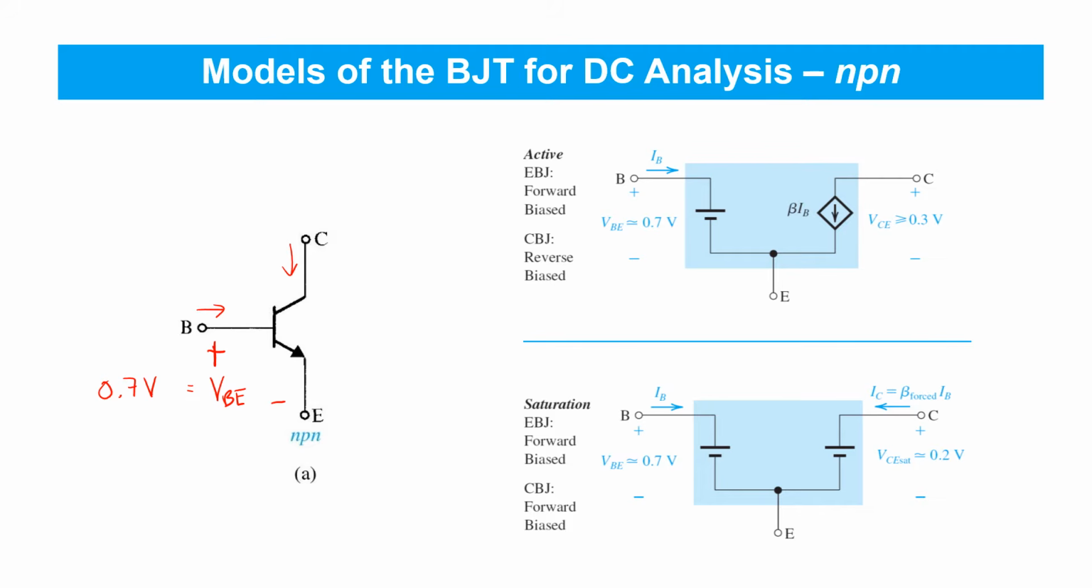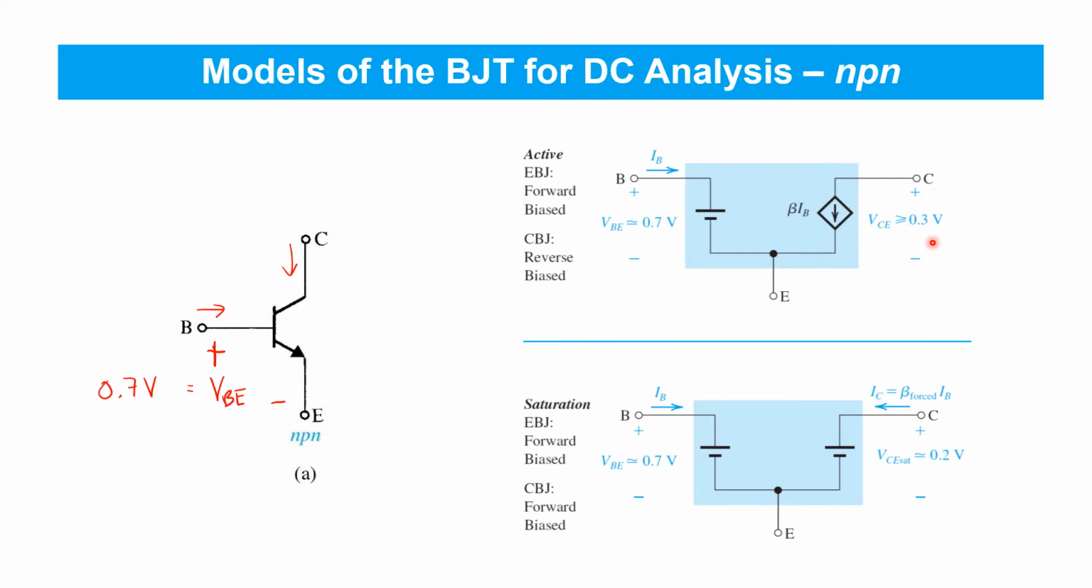Now in active mode, we can therefore make use of the model shown in the top right. Here, we place a constant 0.7 volt drop between base and emitter, and we can use that constant voltage drop to find the currents that result in the BJT, knowing that the collector current is exactly beta times the base current, and that's captured by this current-dependent current source in the model. This active mode model for the NPN BJT will be valid so long as the analysis results in a collector-emitter voltage drop of at least 0.3 volts.